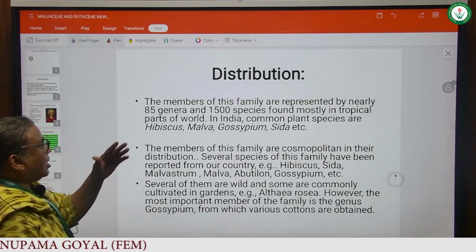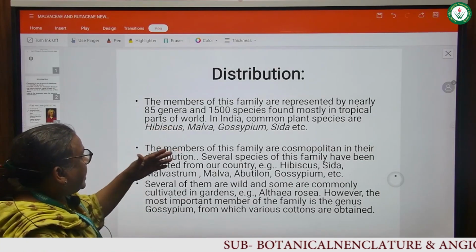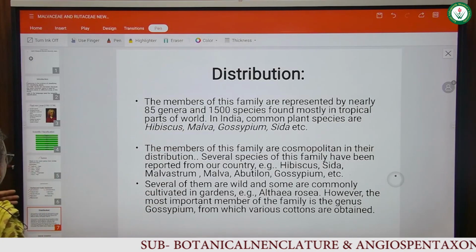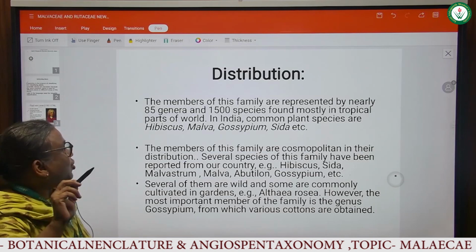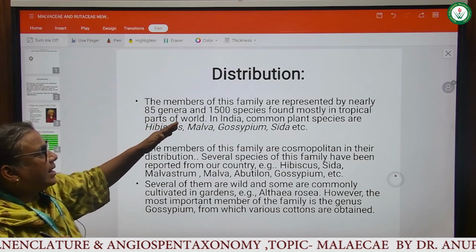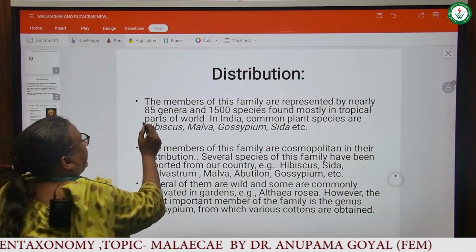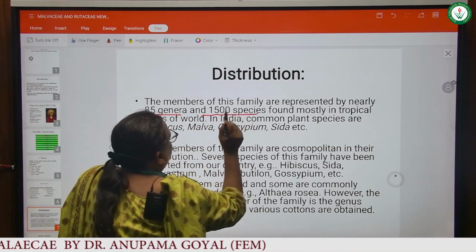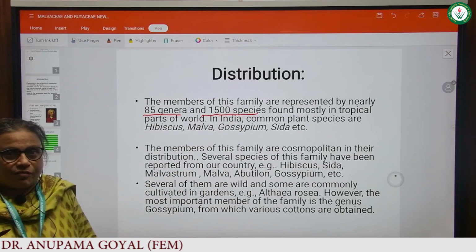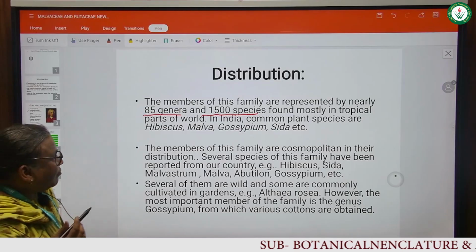Now I talk about the distribution. I talk about the family Malvaceae distribution. The members of the family Malvaceae are represented by nearly 85 genera and 1,500 species, which are found mostly in tropical parts of the world.